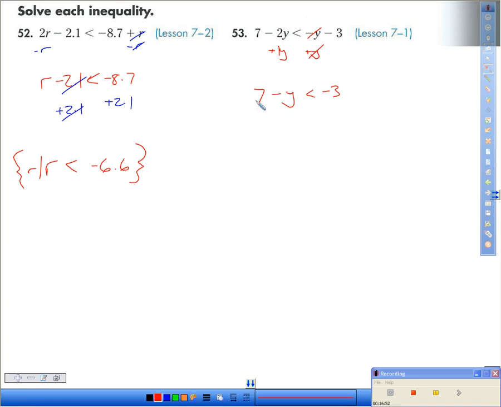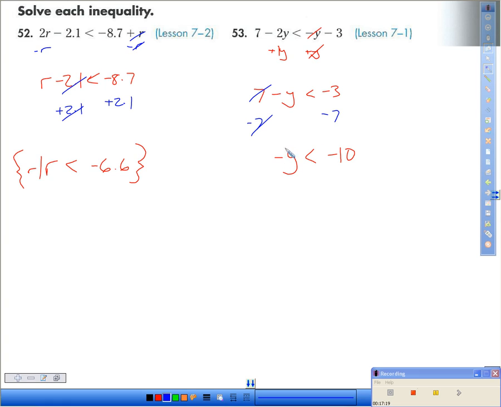We want to get rid of the 7. Don't be confused into thinking that since we have a minus, we need to add 7. We want to make that 7 equal 0, so we need to subtract 7 from the left and subtract 7 from the right. 7 minus 7 equals 0, so on the left-hand side, we end up with negative y. On the right-hand side, we end up with negative 10. Well, we don't want to know what negative y is equal to. We want to know what y is actually less than.